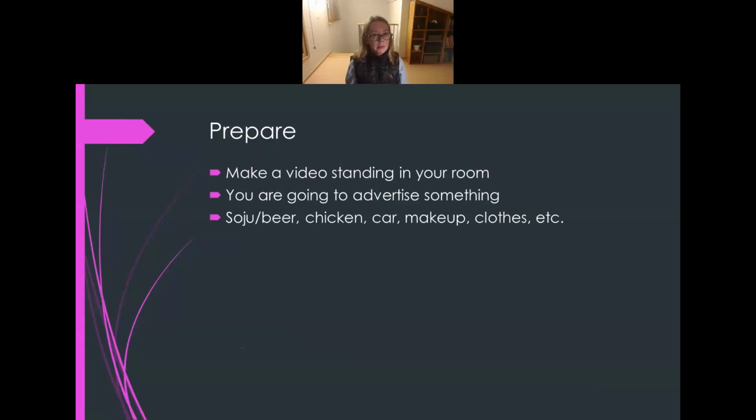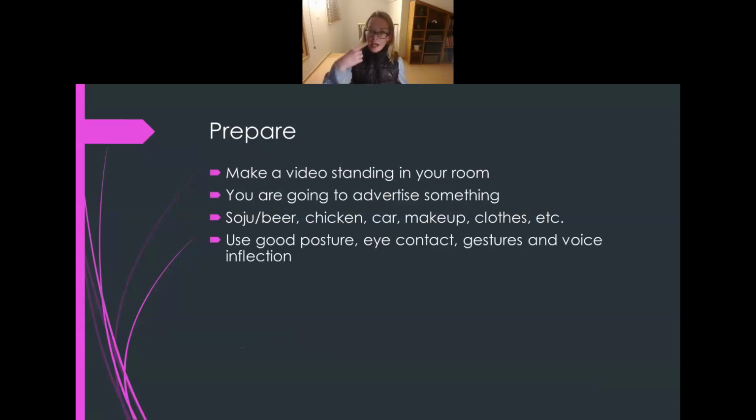So some examples of things that you could advertise. You can do whatever you want, but you could advertise some kind of alcohol, chicken, right? Some food, car, makeup, clothes, etc. Okay, your choice. Advertise whatever you want to. So use good posture, eye contact. Please make some gestures and use some voice inflection. Okay, that's your assignment. And again, your video is going to be between 30 seconds and 1 minute.